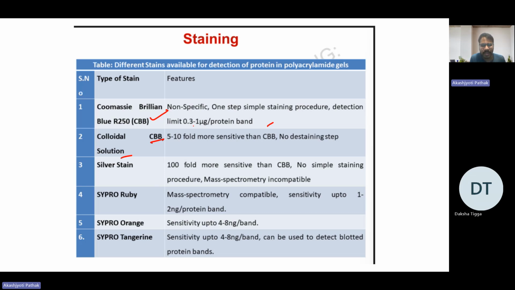So Coomassie can stain 0.3 to 1 microgram. You divide it by 100, so then around 0.003 microgram. Okay. 0.003 microgram means around 3 nanogram, isn't it? That amount of protein can also be detected. Right. So it is 100-fold more sensitive than CBB.